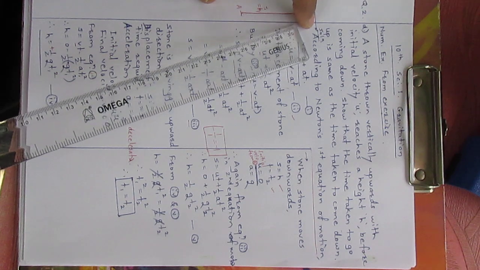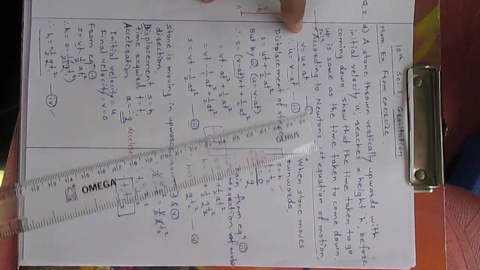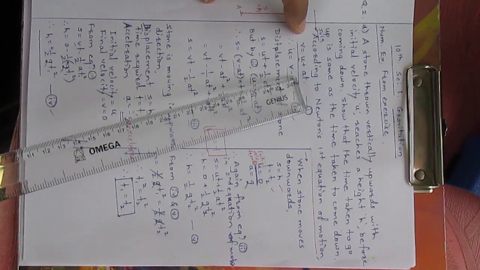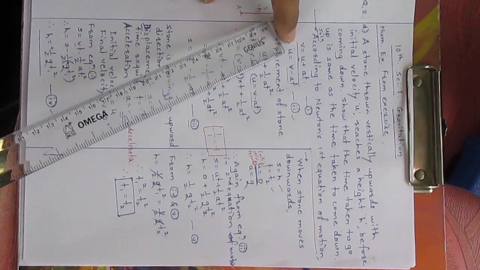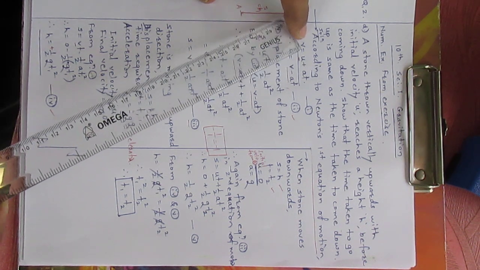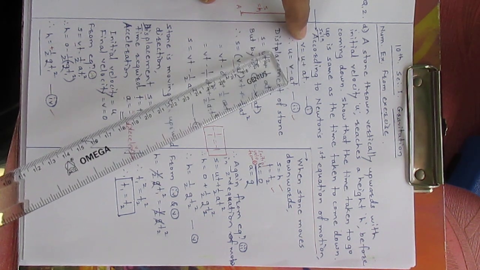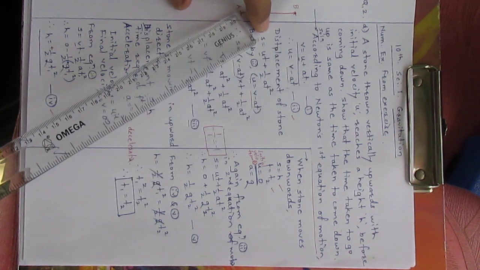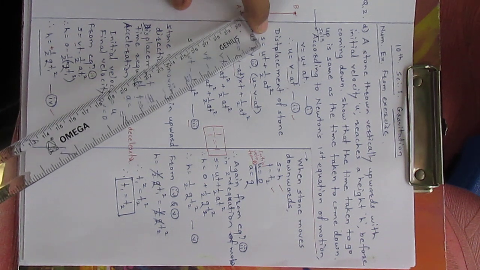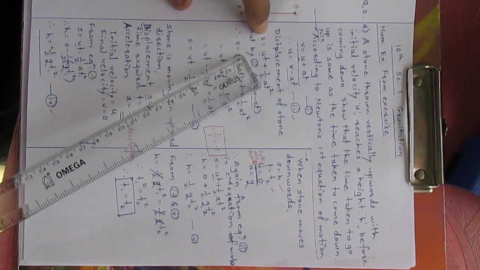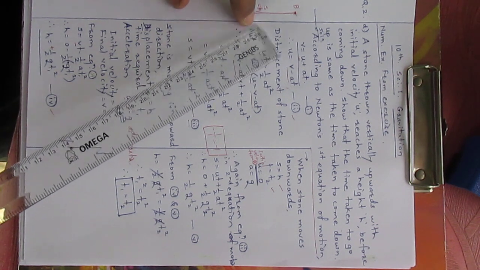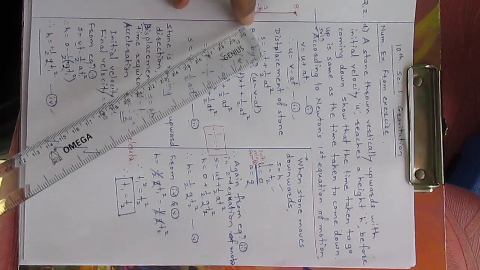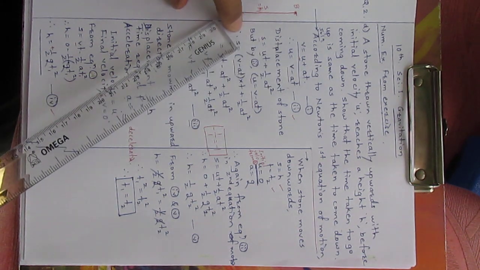Now, solution. According to Newton's first equation of motion, v is equal to u plus at. Equation number 1. Then we will find out the value of u. u is equal to v minus at. It will be equation number 2. Displacement of the stone will be calculated by the formula s is equal to ut plus 1 half at square. But we know that the value of u is v minus at. Putting this value in u, we will get the equation like this.